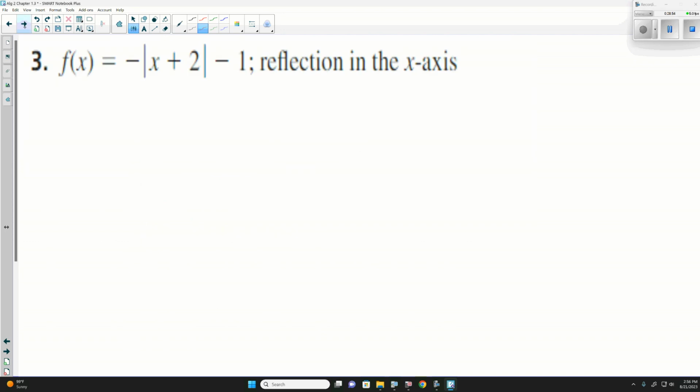Well, let's look at this one here. Now, it doesn't tell us what to call this one. We'll call it g of x. So we have a reflection in the x-axis. So which one would we use? Negative f of x.